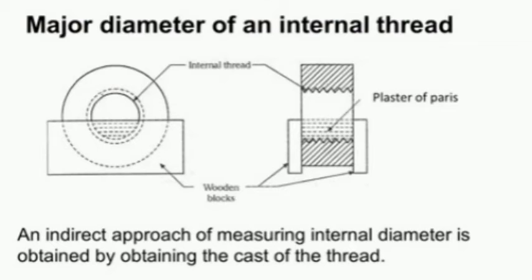Now, measurement of the major diameter of an internal thread. For this, we use a method called the casting method. We can see this diagram. There is a workpiece having internal threads whose major diameter is to be measured. Now we have to take a replica of the internal thread. So how do we get the replica of the internal thread? You can see this arrangement.